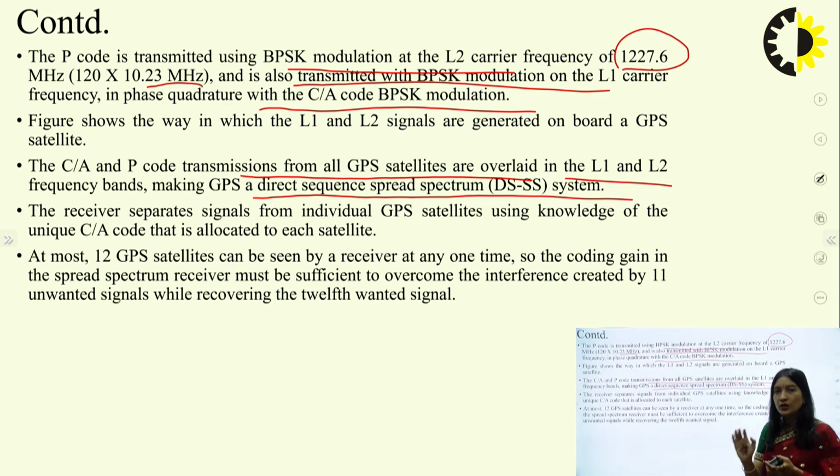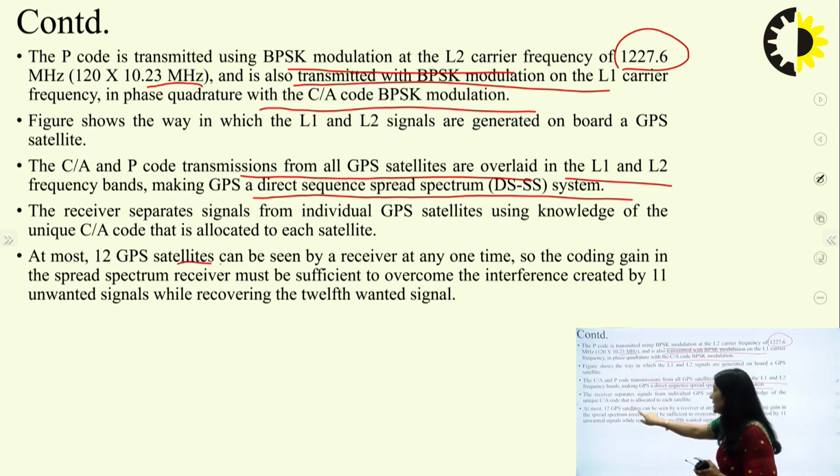So what is the satellite transmitting? It is transmitting both signals, the L1 signal and the L2 signal. Whatever the GPS receiver requires, it will extract that information. If it is required for some defense purpose, then it will extract the L2 signal. If it is required for some civilian operation, then it will extract the L1 signal.